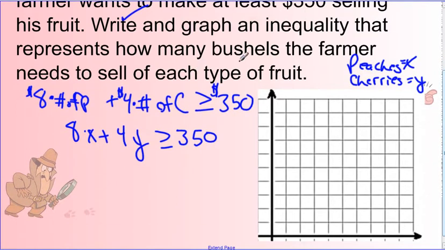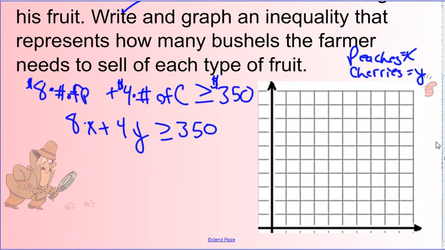Next thing we need to do is graph that inequality. To graph that inequality, the way we've done it before, the way I did it, is I put it in slope-intercept form. So I'm going to get the y by itself. I'm going to start by subtracting 8x. We get 4y is greater than or equal to negative 8x plus 350.